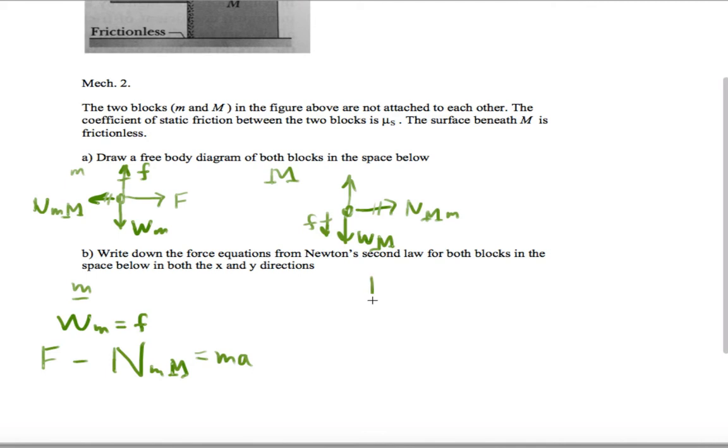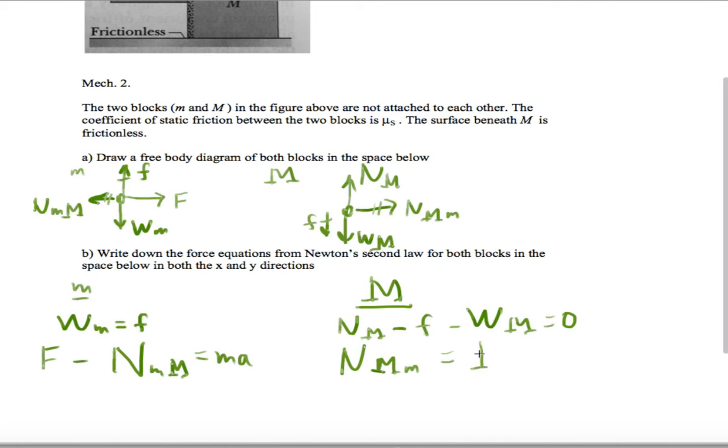And then for big M, I'm going to have the equation, and this is the normal on big M from the ground. I'm going to have the normal on big M from the ground, fighting friction and the weight of big M to balance out. And in the horizontal direction, I'm going to have the normal on big M due to little m, and that's going to make big M accelerate. So let's see what we can do with some of this.